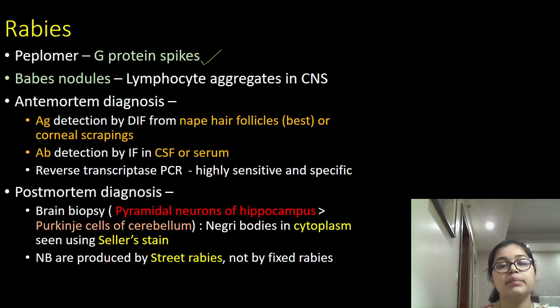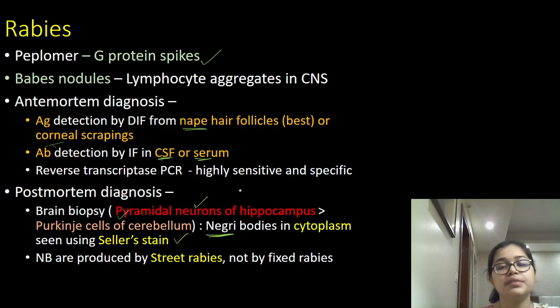Antemortem diagnosis can be done by detecting antigen from nape hair follicles or corneal scrapings, or antibody by immunofluorescence in fluids like CSF or serum. RT-PCR is again highly sensitive and specific, whereas post-mortem diagnosis can be done by brain biopsy. The usual locations from which biopsy can be taken are pyramidal neurons of the hippocampus or Purkinje cells of the cerebellum, which characteristically show Negri bodies in the cytoplasm by using cellular stain.